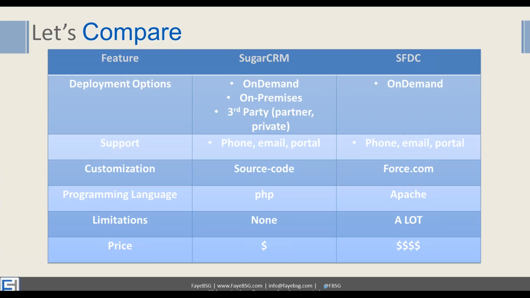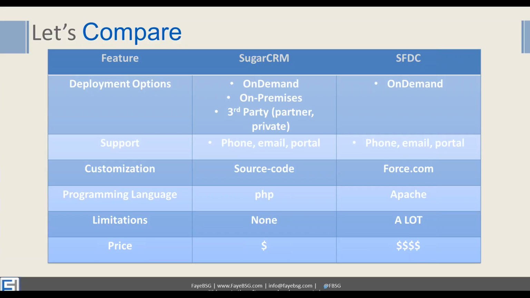Sugar is written in PHP, which is the most popular programming language in the world. Salesforce is written in a proprietary language called Apache. The limitations that you see there, to be a little bit more clear, are alluding to a whole host of things, from the ability to create custom fields, which is limited in Salesforce to 500, while no such limit exists inside of SugarCRM.